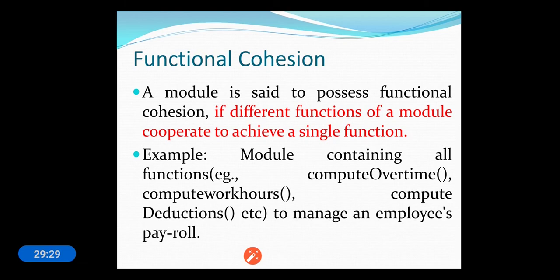That means in order to calculate the employee's salary, we need to execute all these three functions, that is compute overtime, compute working hours, compute deductions. Only after the execution of these three functions can we get the correct salary amount of that particular employee for that particular month. So that means here all these three functions are working for a single objective. Such a kind of cohesion is called functional cohesion.